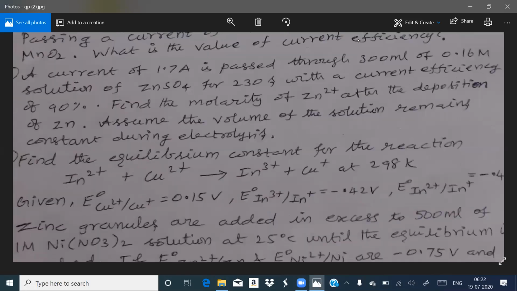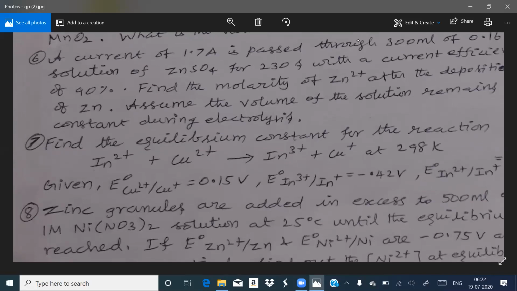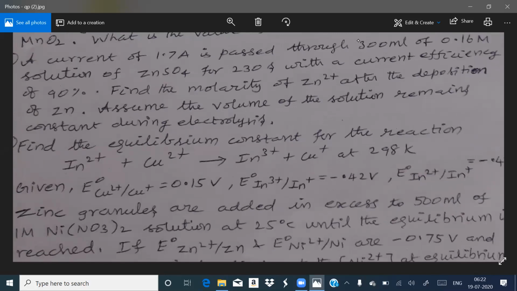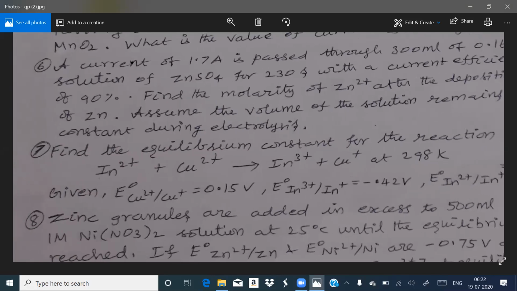Okay, this 6th question is what we have to solve. In the sense of molarity of Zn2+, we have to find the molarity of Zn2+.